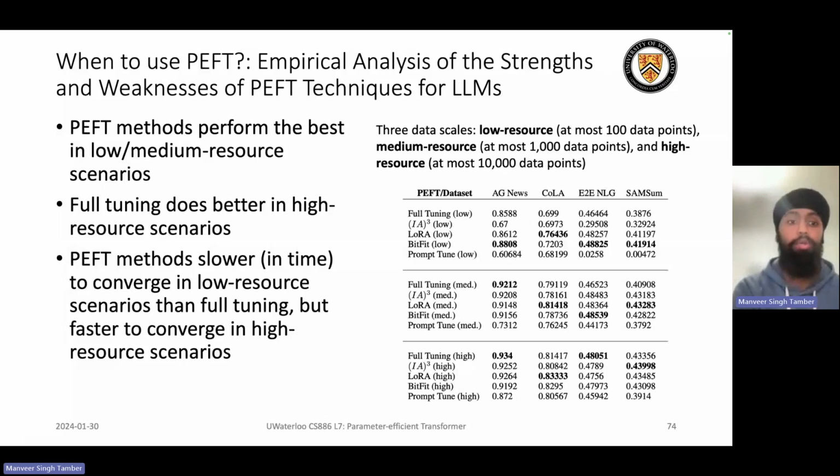Now, they also show that parameter efficient fine-tuning methods are slower to converge in low resource scenarios, but faster to converge in high resource scenarios. So basically, their general advice is that if you have a lot of training data, the parameter efficient fine-tuning method will be quicker, but it won't perform as well. And if you don't have a lot of training data, the parameter efficient fine-tuning method will do better, but it will be slower to train, which are both considerations if you're training models.